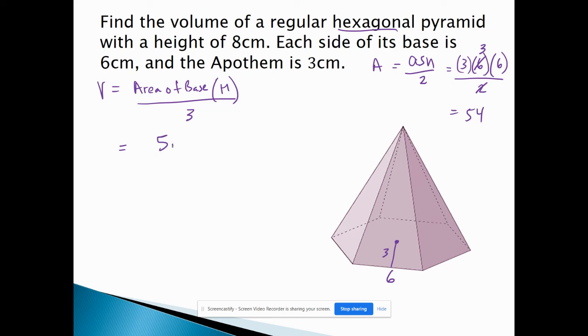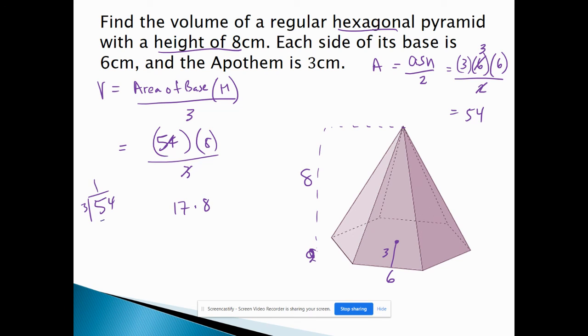So now we plug that in here. Do we know the height? It says height of 8. That means from the bottom, from the ground to the top, is 8. So plug that in there. Divide by 3. I think 3 goes into 54 17 times. Let's try that, because then we could cancel this out. 3 goes into 5 once. Oh, it's 18 times.